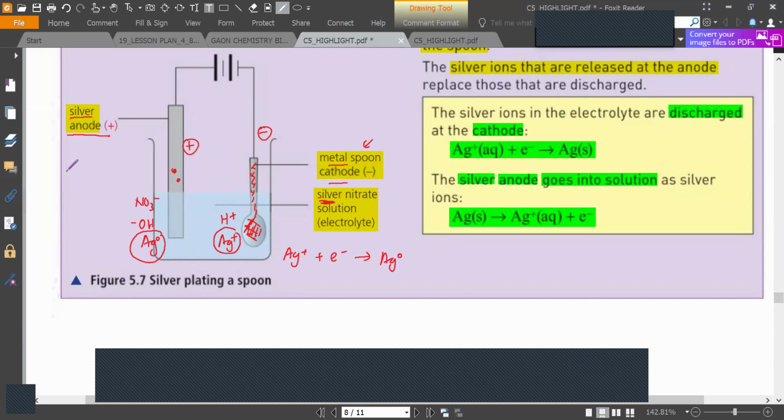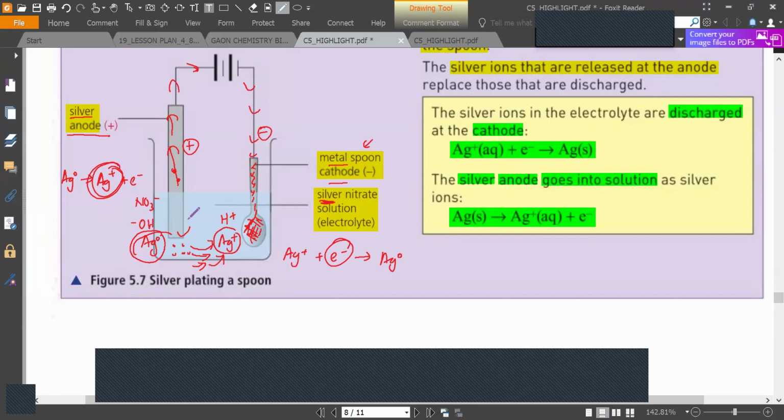So what happens here? Silver metal will turn to silver ion. The electron will go to the circuit and can be used here. The silver ion will go into the solution and react at the other electrode. So we will not use up the silver ion; we keep having a fresh supply of silver ion. That is how it happens.